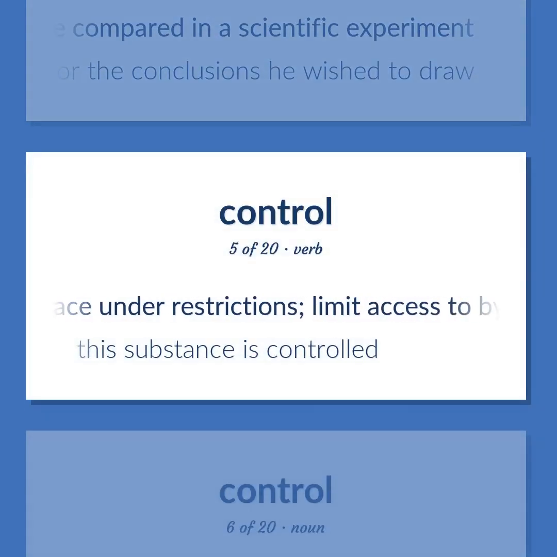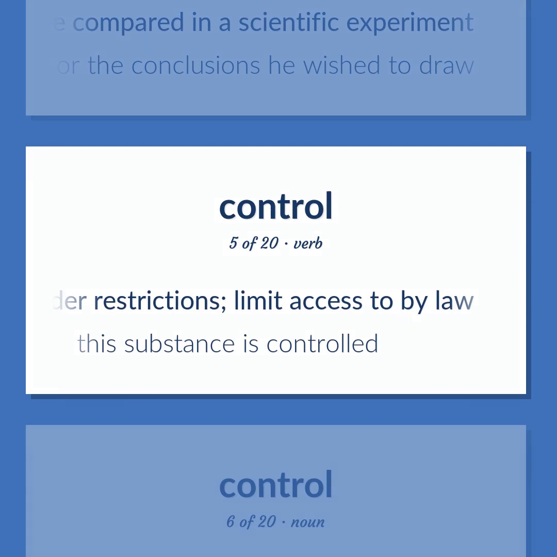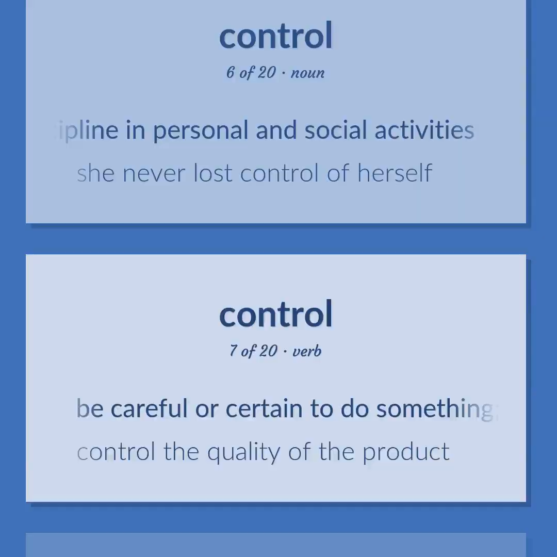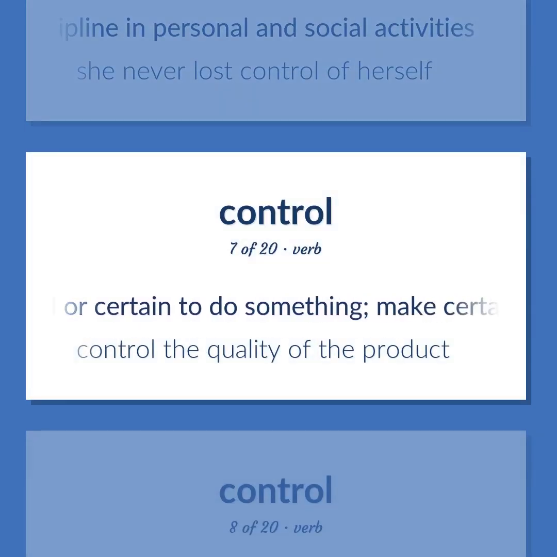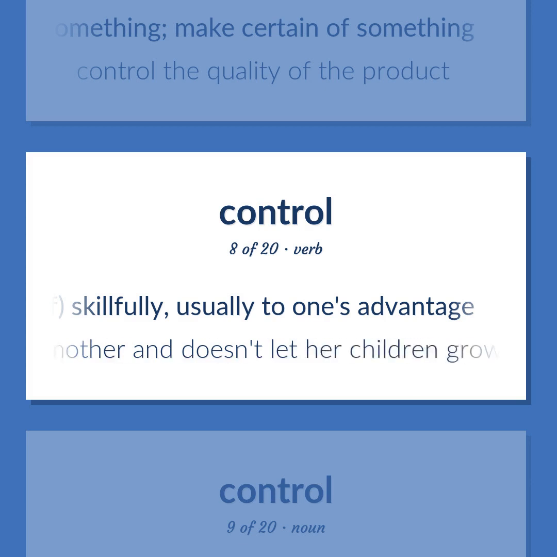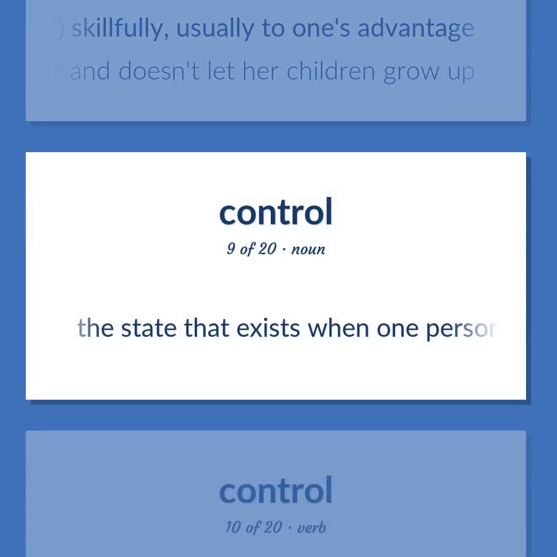Place under restrictions. Limit access to by law. This substance is controlled. Discipline in personal and social activities. She never lost control of herself. Be careful or certain to do something. Make certain of something. Control the quality of the product. Maintain influence over others or oneself, skillfully, usually to one's advantage. She is a very controlling mother and doesn't let her children grow up. The state that exists when one person or group has power over another.